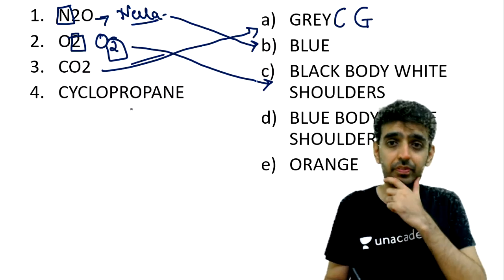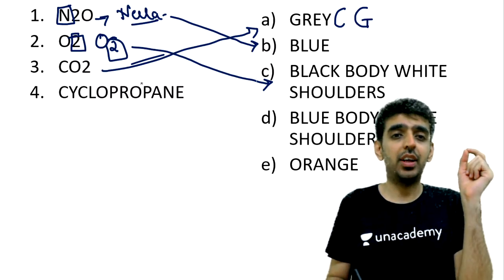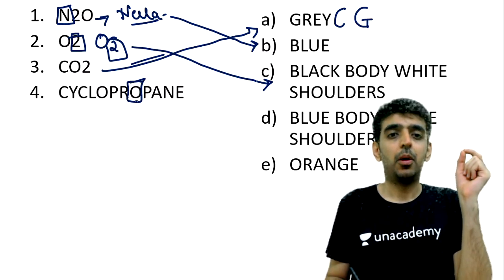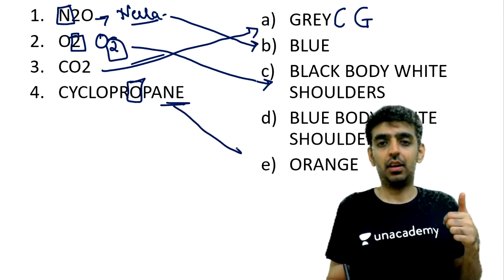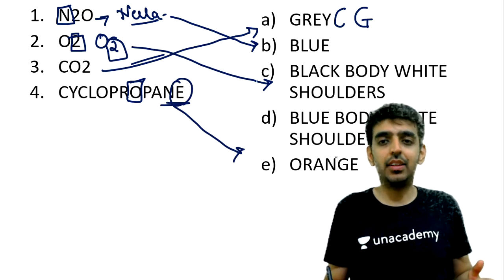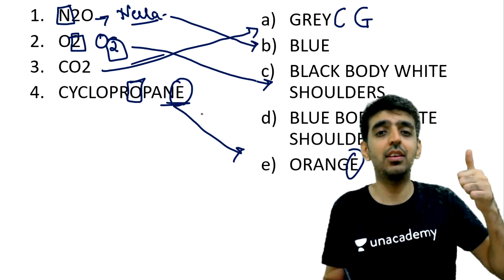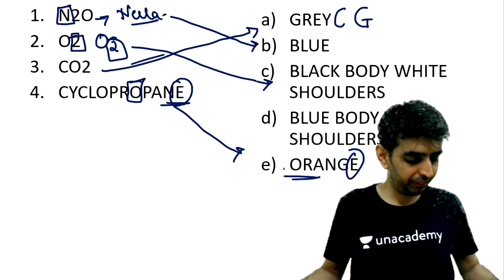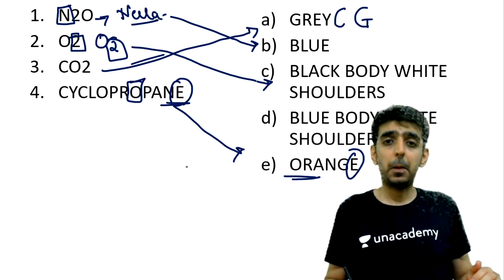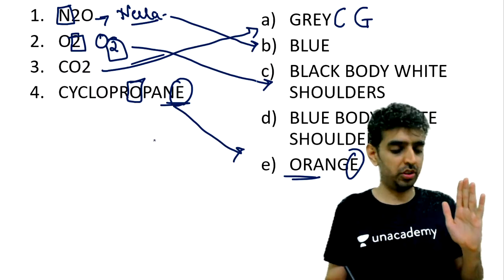Cyclopropane. Cyclopropane is the odd one out. Yes. It has got O in that spelling, orange. It ends with E and this also ends with E. So cyclopropane is the odd one out. That is, 4 stands for E, that is orange. Right, people? So most of you have got this as a correct answer. So we are moving on to the next question now.